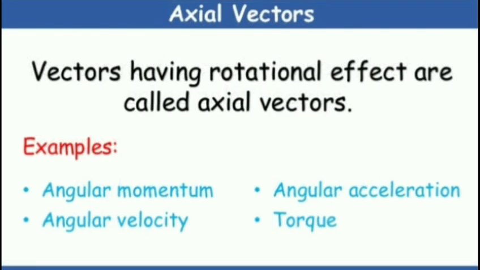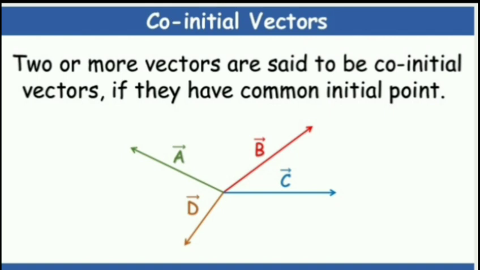Axial vectors: vectors having rotational effects are called axial vectors. Examples: angular momentum, angular velocity, angular acceleration, torque, etc. Co-initial vectors: two or more vectors are said to be co-initial vectors if they have a common initial point. This is the figure of the example.